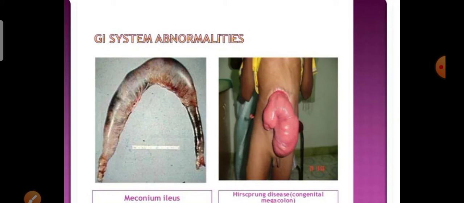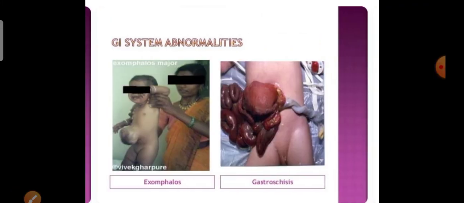Next one is Hirschsprung's disease. Here the intestine, the megacolon, the small and large intestines will come outside like this. Okay, next one, GI system abnormalities, for example gastroschisis. Here the umbilicus will protrude outside, and all the intestines will come outside like this. That is gastroschisis.